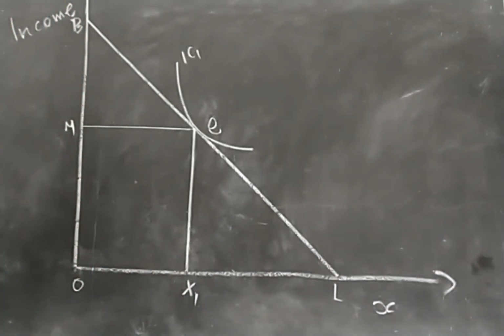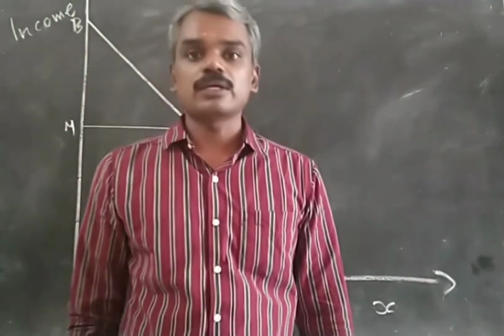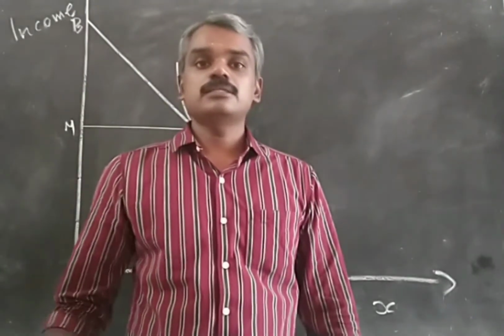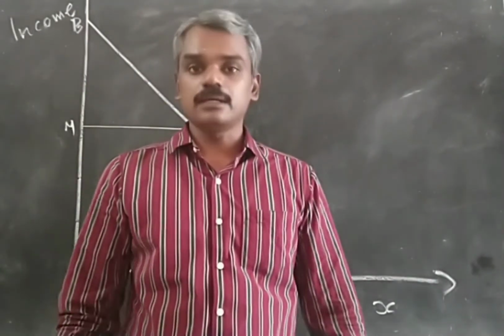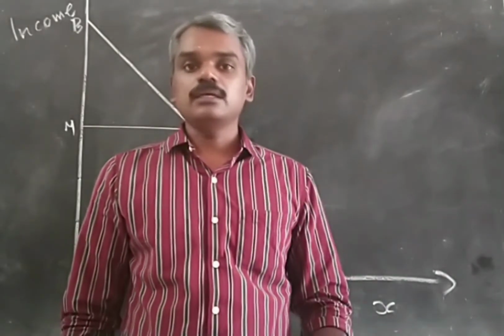Now, let's suppose that the government imposes an indirect tax on commodity X. We know that when an indirect tax is imposed, it is hidden in the price of the commodity. So, the price of the commodity increases by the amount of the tax.